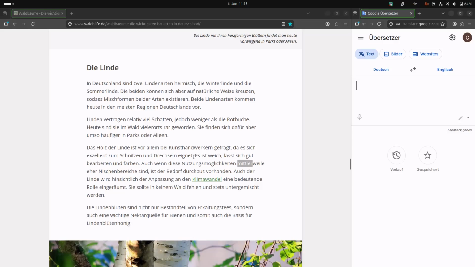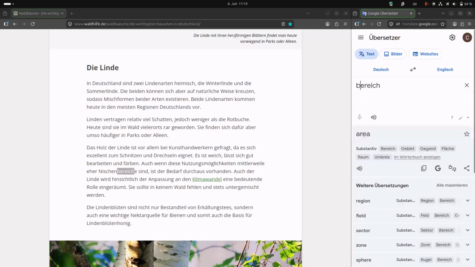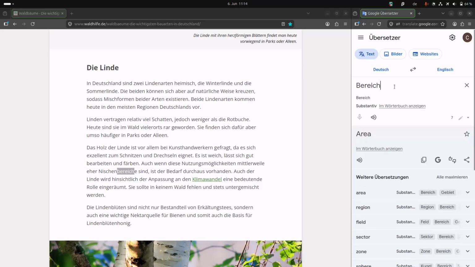And yeah. Auch wenn diese Nutzungsmöglichkeiten mittlerweile eher Nischenbereiche sind, even if those usage possibilities by now, basically, eher, rather, Nischenbereiche. So, Nische means, how do I say that? It's a niche, of course. In English it's called niche also. And Bereiche, which is the plural of Bereich, which means an area, basically. So a niche area.